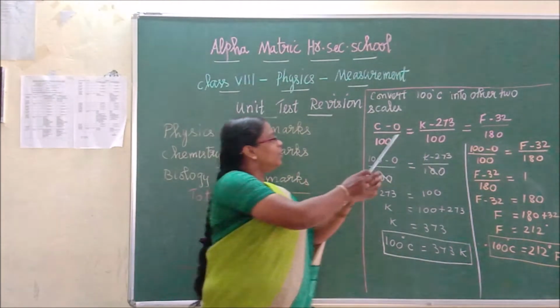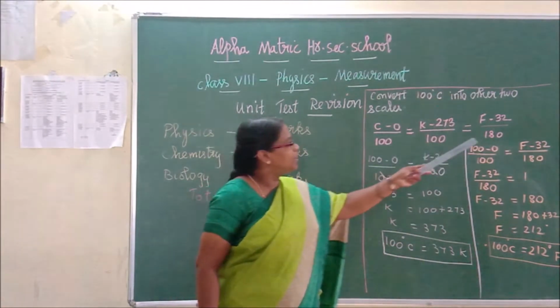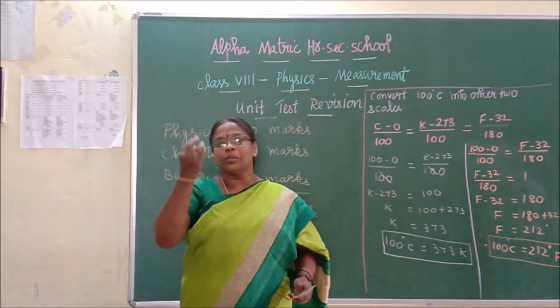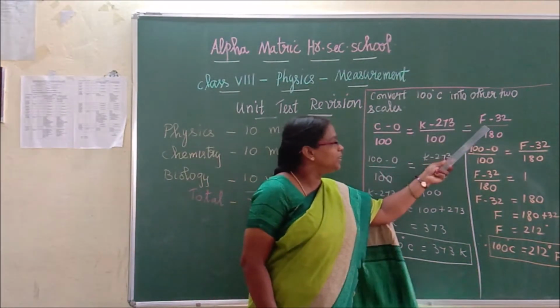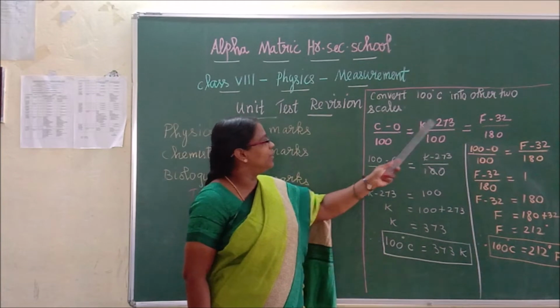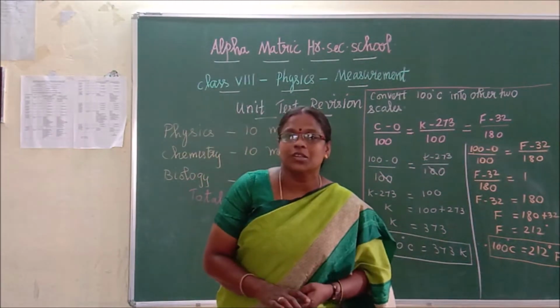Here the temperature has been given in Celsius, and this is the general formula. First, I will tell you a method to remember this formula in an easier way. There are 3 scales. What are the 3 scales? Celsius, Kelvin and Fahrenheit.